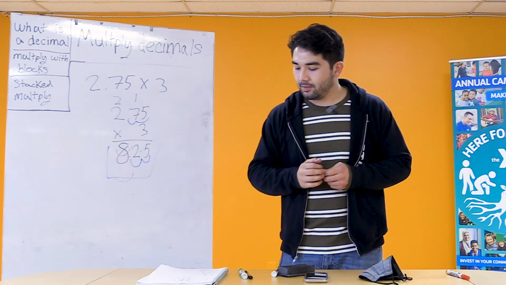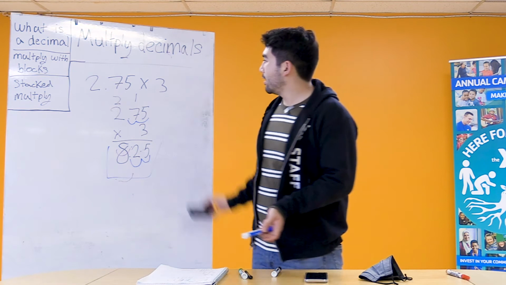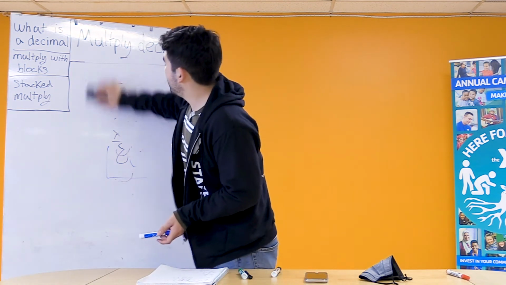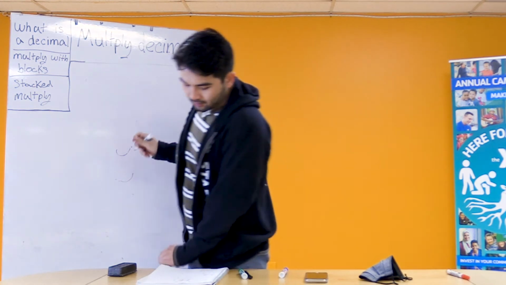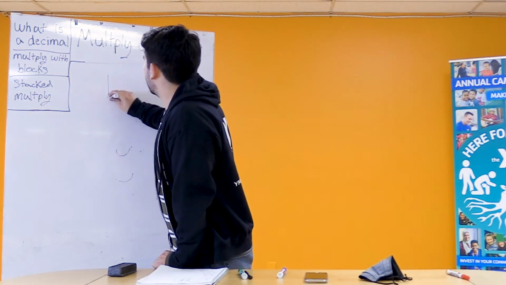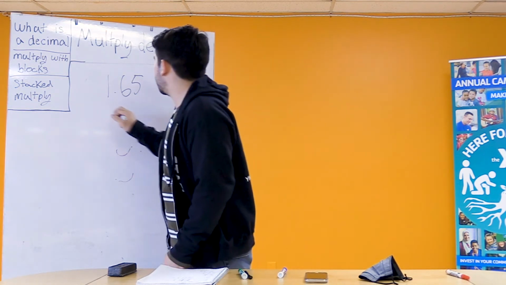Perfect. Okay, we're going to do one more problem, and I think we're going to call it after that. So let's go ahead. For our last problem, we're going to be doing a decimal times a decimal. So 1.65 times 102.